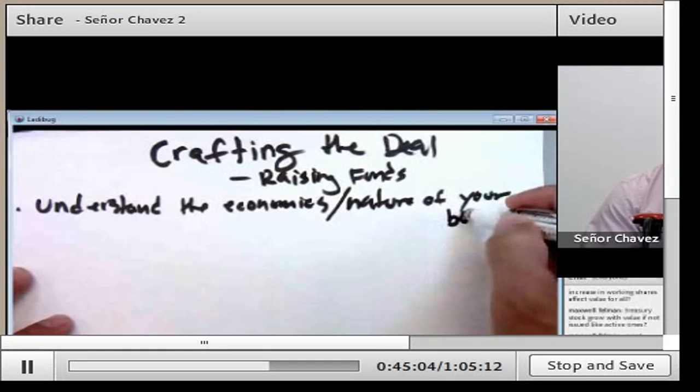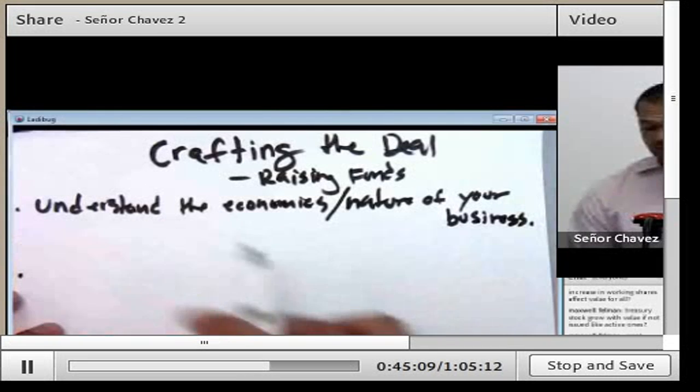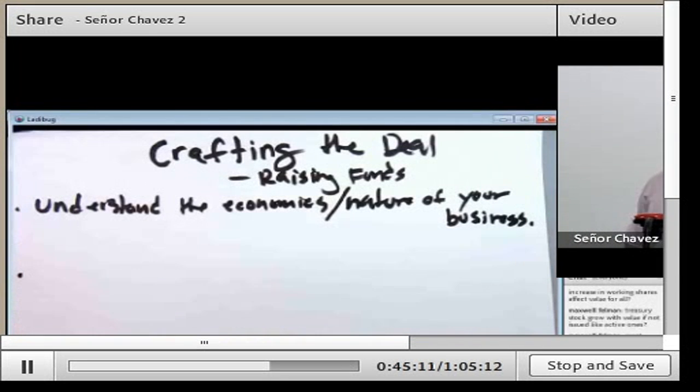I know that seems relatively elementary, but you wouldn't believe how many companies don't understand the economics. By the economics, I mean the costs, the total cost of ownership that goes into your business and the sacrifices that are made in order to make that product at a certain price point. Understand the economics. Understand the nature of the business.